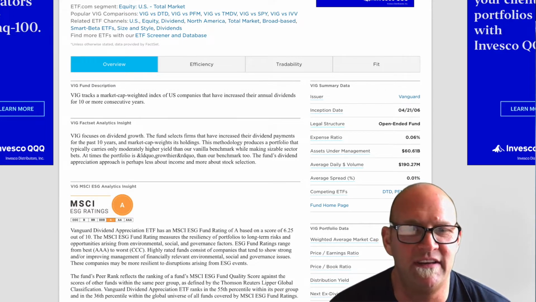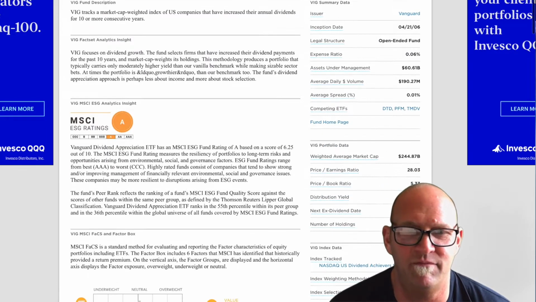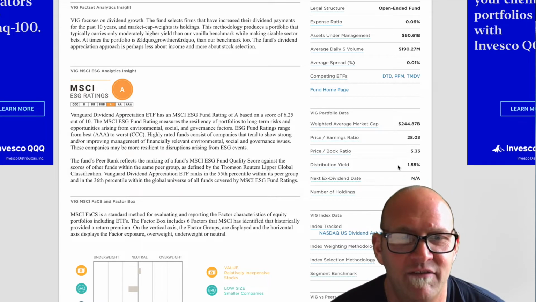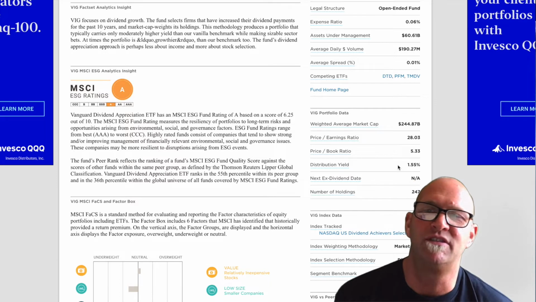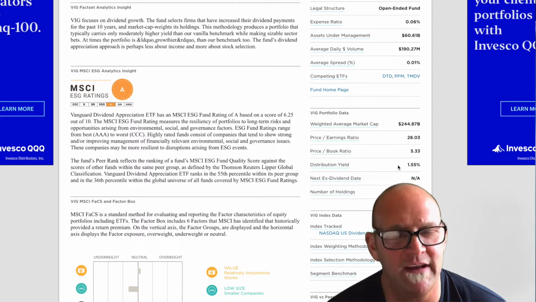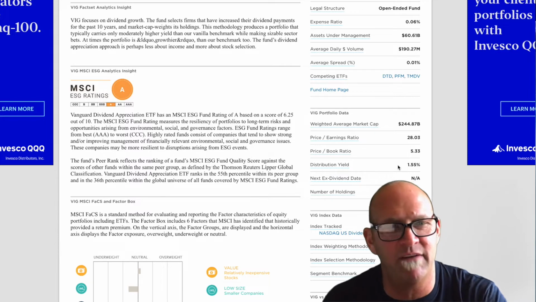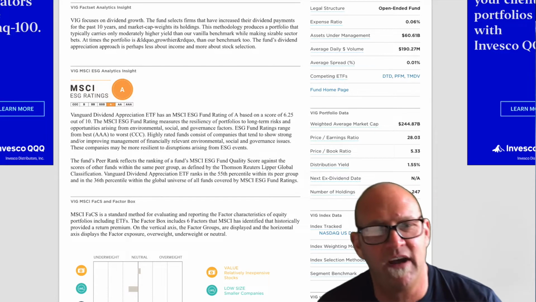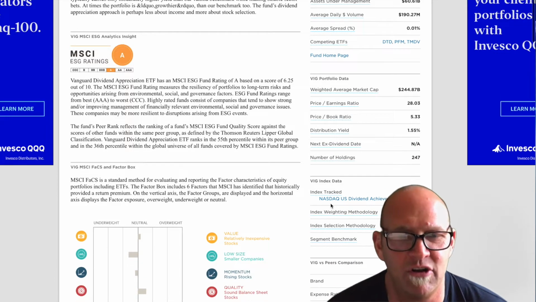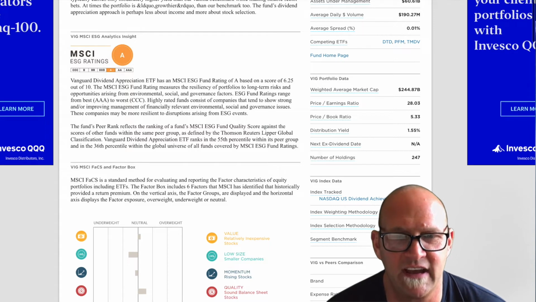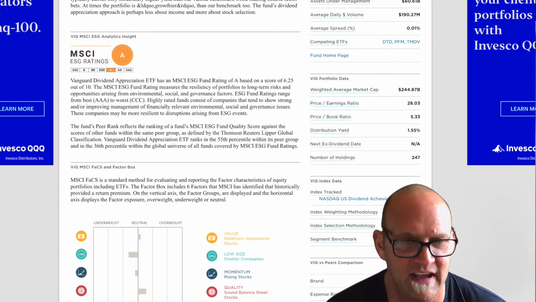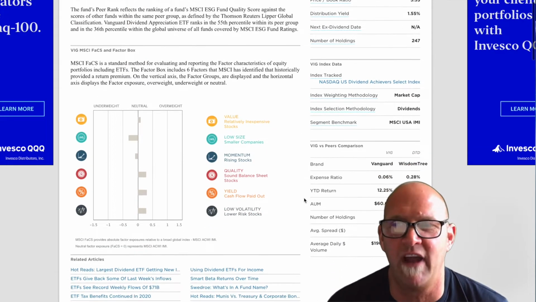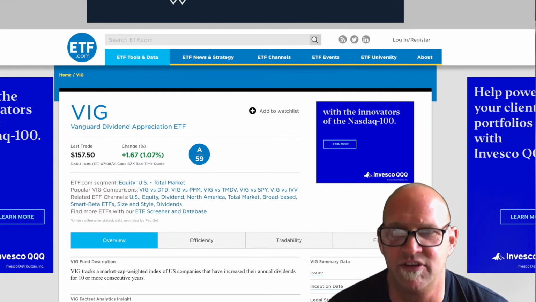When we look at the competing ETFs, again, DGRO and VYM aren't on there. This currently has a distribution yield of just 1.55%, which if you're a dividend investor seems really low, right? But remember, this concentrates on companies that have been increasing their dividend over time, and that's how it caps it. This has about 247 holdings. And again, this tracks the NASDAQ U.S. Dividend Achievers Select Index. So another different index, you guys, with a little bit different rules in how it plans the money that it uses.